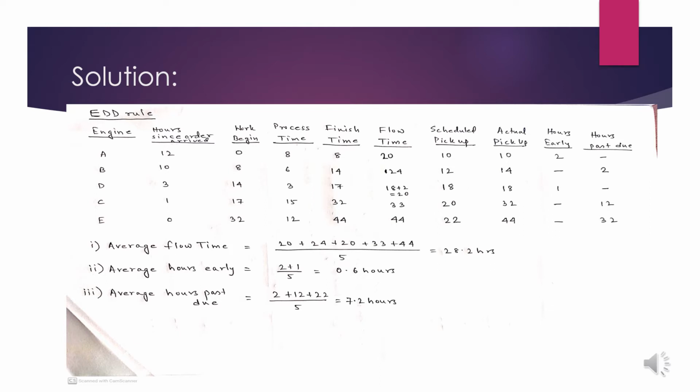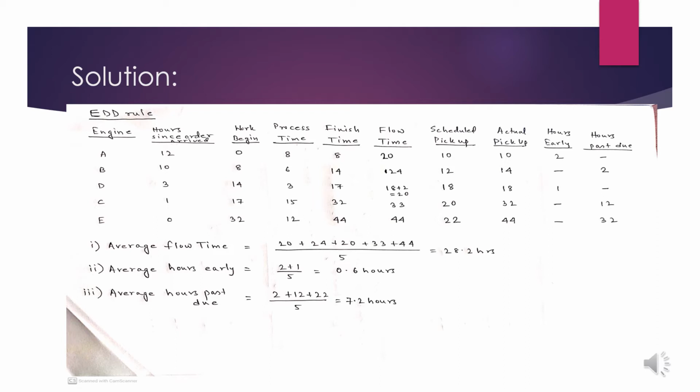The scheduled pickup for engine A is 10, but the work has been finished at 8, which is indicated at the finish time. So even if the customer who gave the engine A picks it up at 10, the work has been finished at 8, so the hours early is 2.